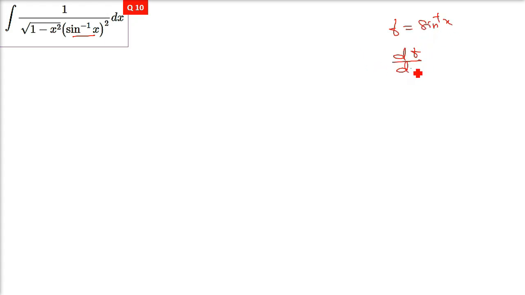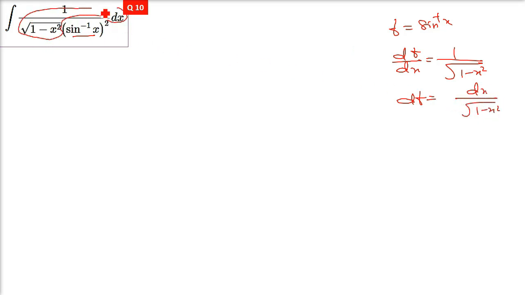dt by dx will be equal to, what is the differentiation? 1 by under root 1 minus x square. dx goes on the right hand side, dt will be equal to dx by under root 1 minus x square. So this is what we have in the numerator and a part of the denominator as well. So dx by under root 1 minus x square, we directly got dt here. So this integration will be integration of dt, because it's there.